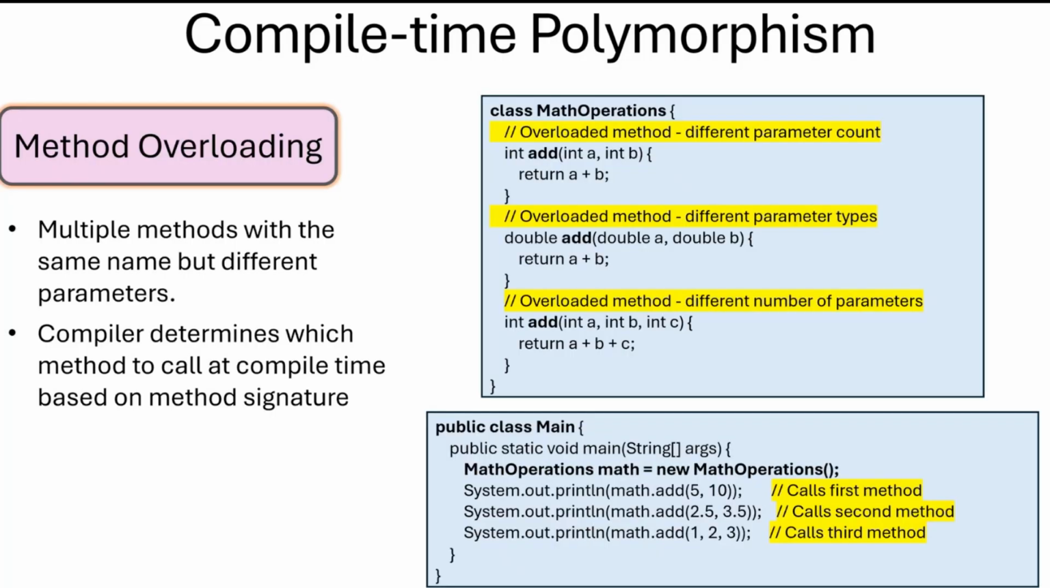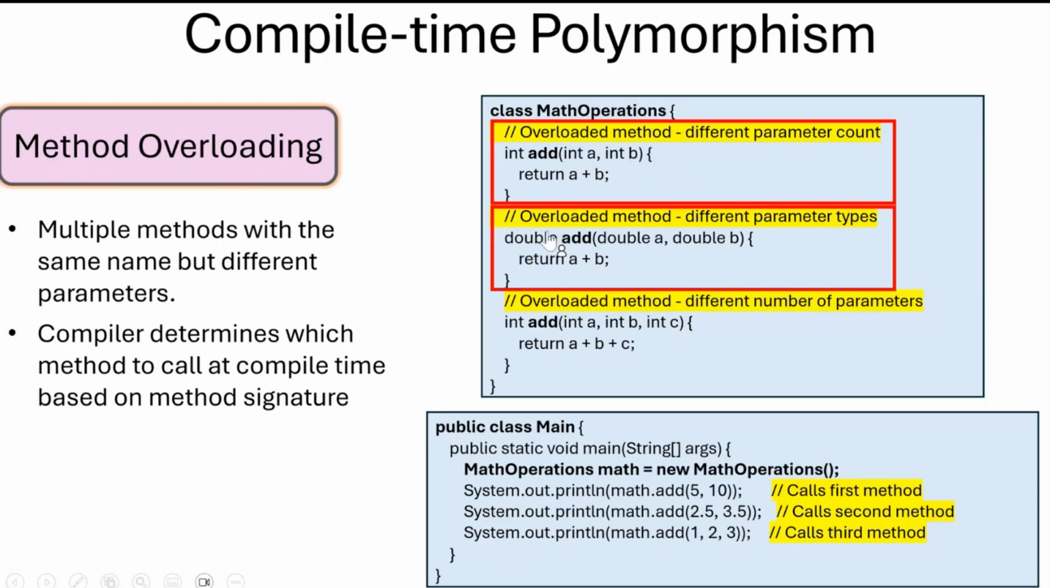Let's understand with the example. Here, if you see the class MathOperations, you can see there is a method called add. The first overloaded method add is receiving two parameters of type int. Then the second overloaded method of the same name add is receiving two parameters of data type double. And there is a third method with the same name add. It is receiving three parameters of type int, right? So this is the different behavior of the same method, the method with the same name. This is one behavior, second behavior, and the third behavior.